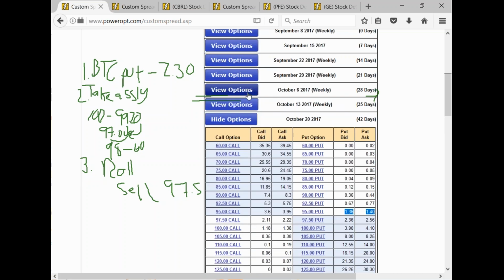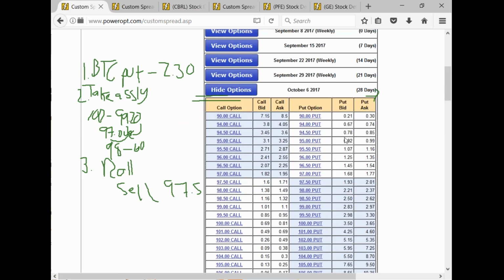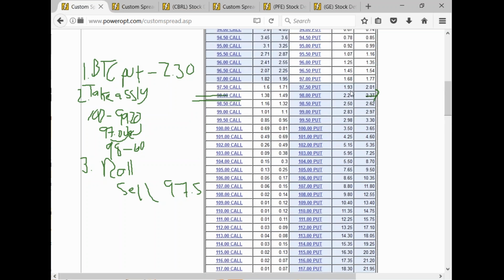Okay, we could go shorter term. Remember, we're going to be at a loss at about 230 buying to close the put. So let's go to October 6th, 28 days out. The 97 strike is at about 170, so it's more than half. Or play it safe and go to the 96 at about 130. So again, that's half. Take off half of that. 28 days from now, that expires. If it's above 97, write another one.